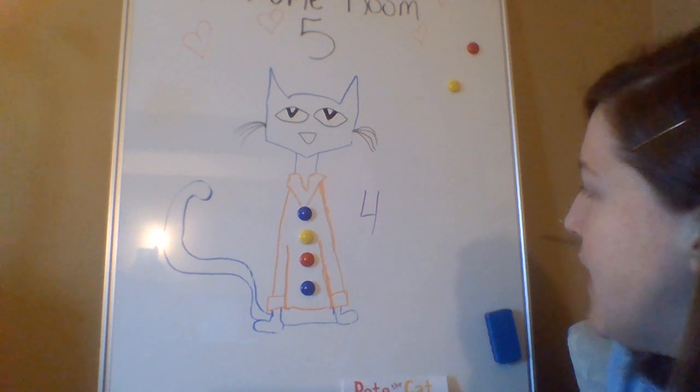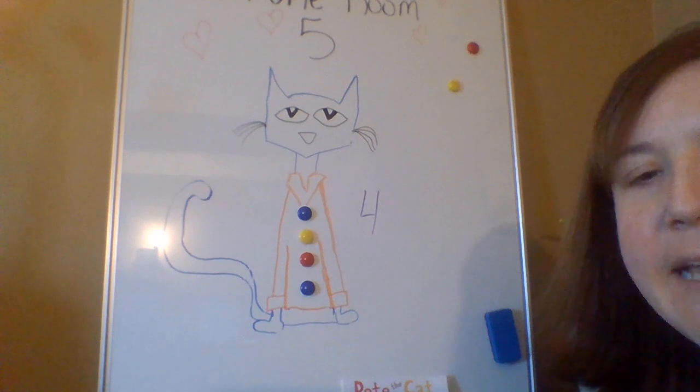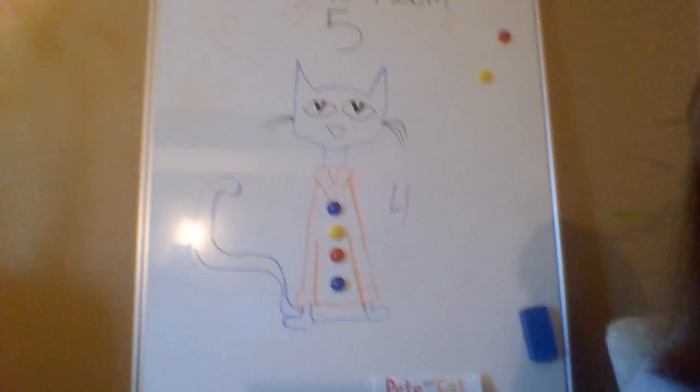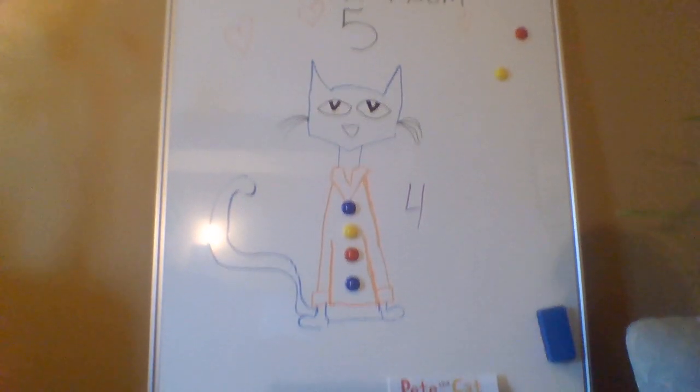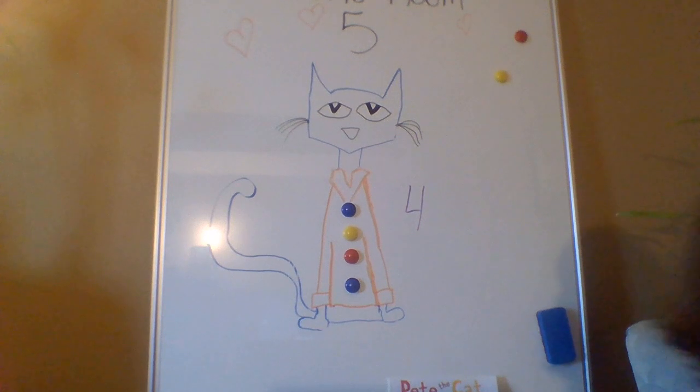Pete the Cat put on his favorite shirt with 4 big, colorful, round, groovy buttons. Pete loved his buttons so much he sang this song. My buttons, my 4 groovy buttons. My buttons, my 4 groovy buttons.